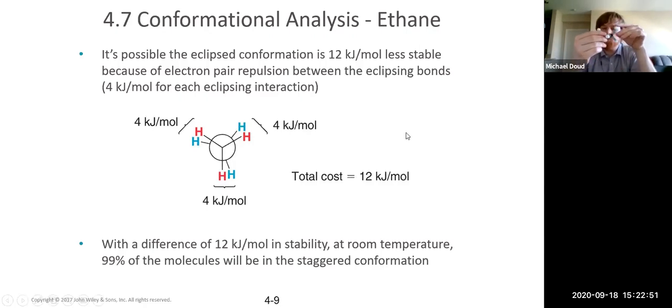So having a total cost of 12 kilojoules per mole means that we can actually predict the equilibrium that we would expect to see between staggered and eclipsed. And it turns out that about 99% of molecules should be in the staggered conformation at any given time. Another 1% will be in the eclipsed conformation. So again, that's just math that you can do using the thermodynamics that we learned last semester.